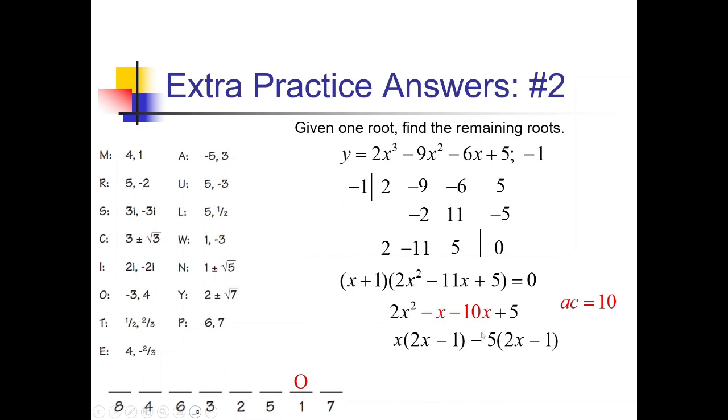So when I factor all this out, I've got the x plus 1 I started with. This 2x minus 1 is coming out as a common factor. And then the leftovers, x minus 5, go back in as my final factor.